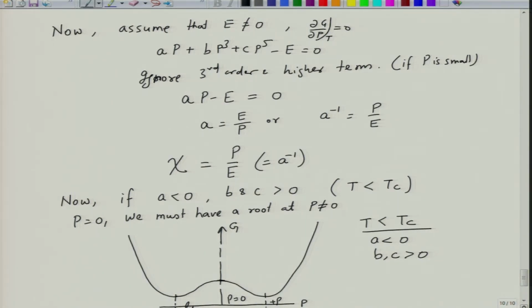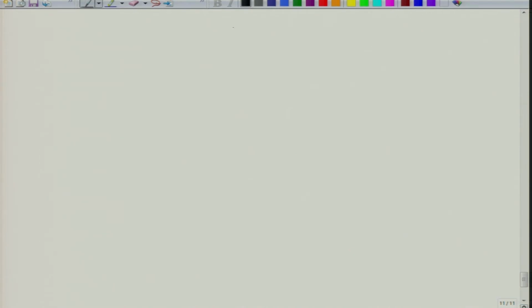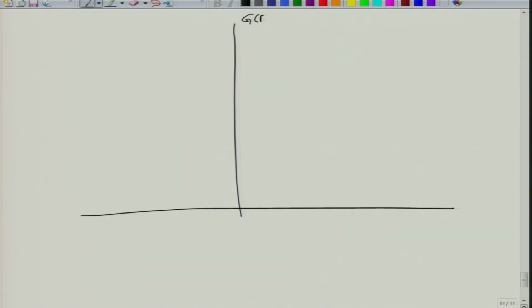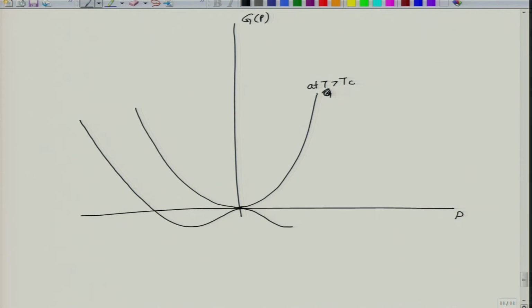So, if you now put the two curves together, let us say we plot G as a function of polarization, and this is polarization. The first thing that we drew was like this, right. This is G, this is the curve at T greater than Tc when we have one root. What happens when you decrease the temperature to T less than Tc? We have a situation which is like this, which is at T less than Tc.